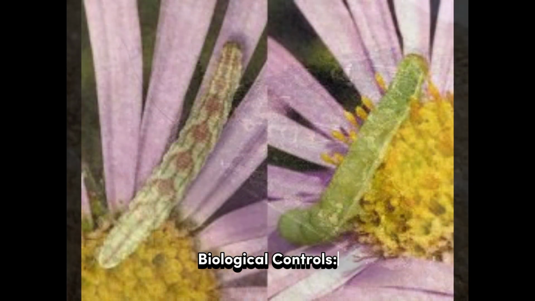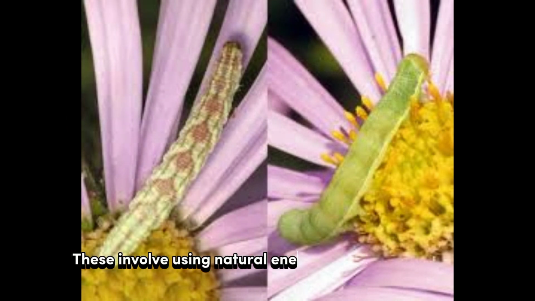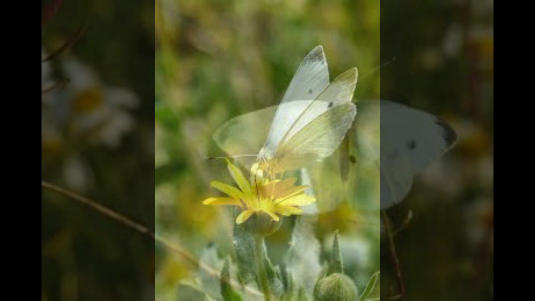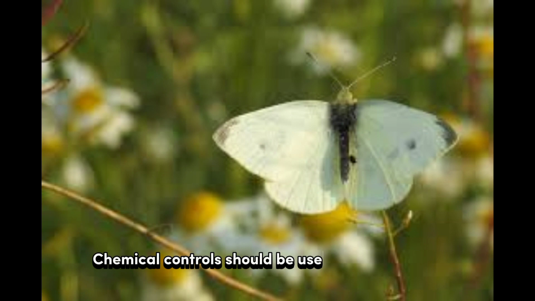Biological controls. These involve using natural enemies of cabbage moths, such as parasitic wasps and predators such as birds and bats. Chemical controls. These involve using insecticides to kill the cabbage moths or their caterpillars. Chemical controls should be used as a last resort, and they should be used in accordance with the label instructions.